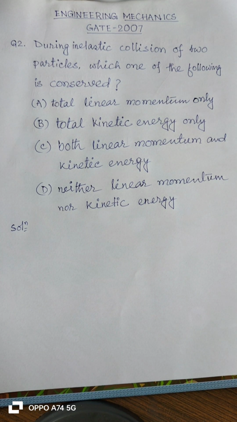This is an MCQ from collision of bodies. So in this question it is asked that during inelastic collision of two particles, which one of the following is conserved? Total linear momentum only, total kinetic energy only, both linear momentum and kinetic energy, neither linear momentum nor kinetic energy. So let us first understand what is elastic collision and what is inelastic collision.